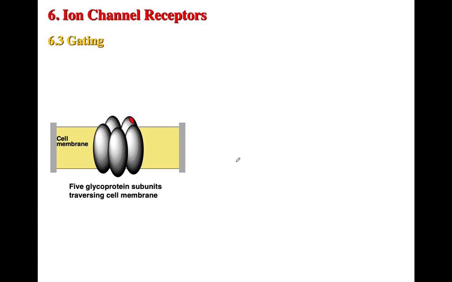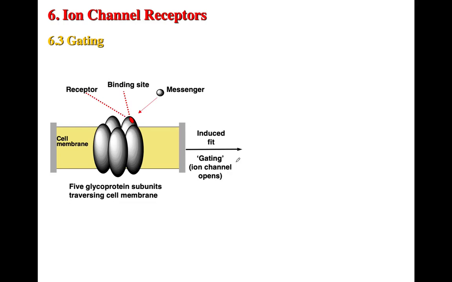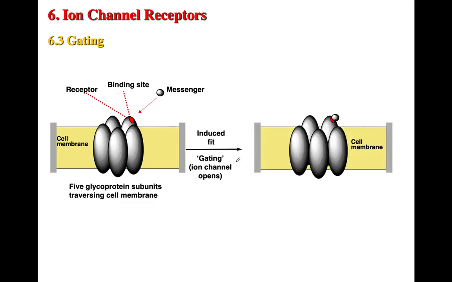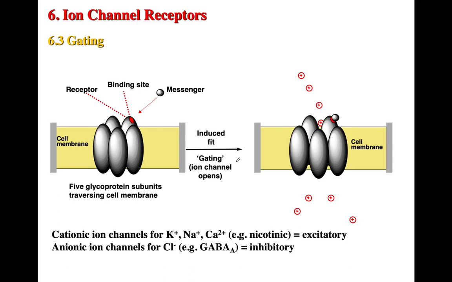So looking at the 5 glycoprotein subunits here traversing the cell, you have a messenger that comes and binds the binding site of that receptor, which leads to an induced fit, causing the channel to open up, allowing passage of ions.